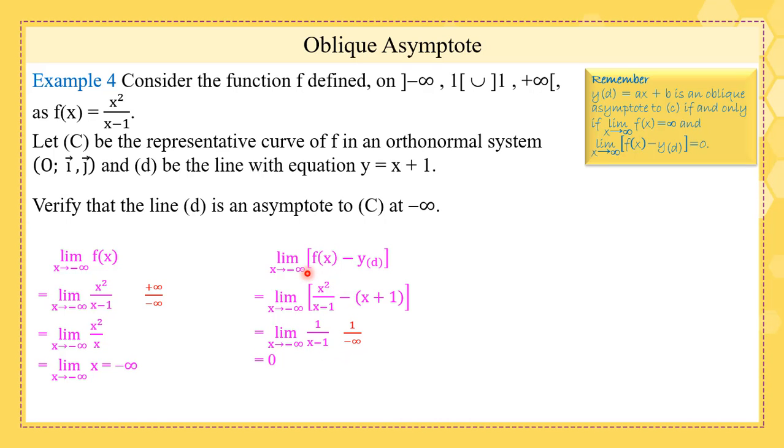So the two conditions are satisfied. The limit at infinity is infinity, and the limit of f of x minus y of the line is 0. From here, we can tell that D is an oblique asymptote to C.